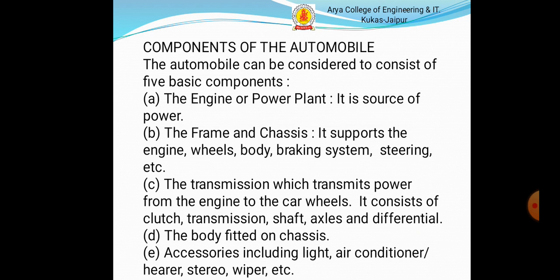Components of the automobile. The automobile can be considered to consist of five basic components. First, the engine or power plant. It is the source of power. Second, the frame and chassis. It supports the engine, wheels, body, braking system, steering, etc.